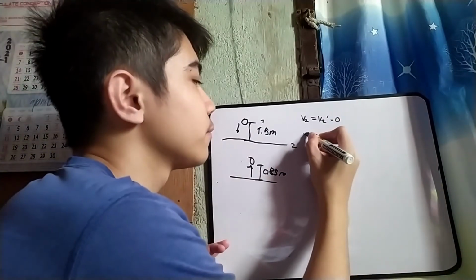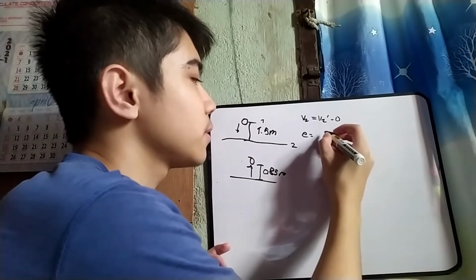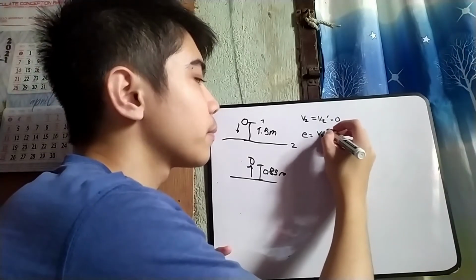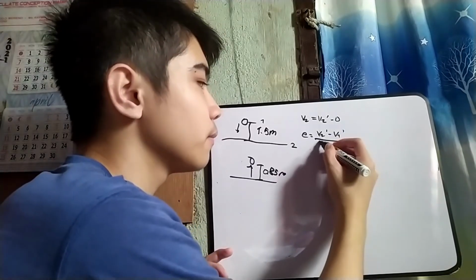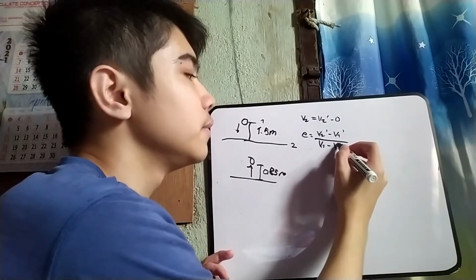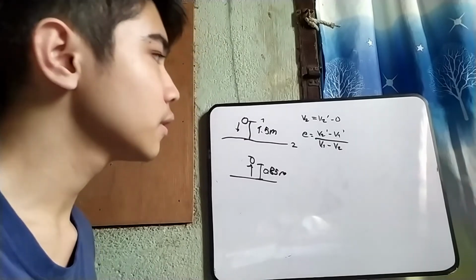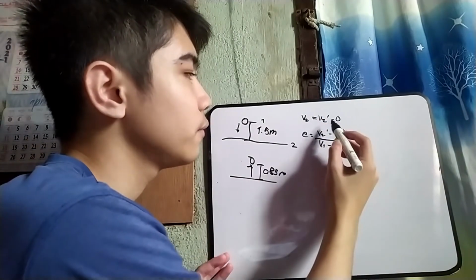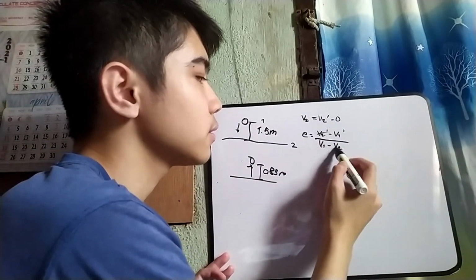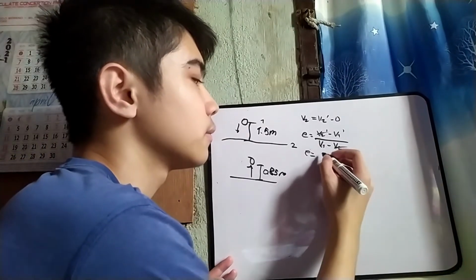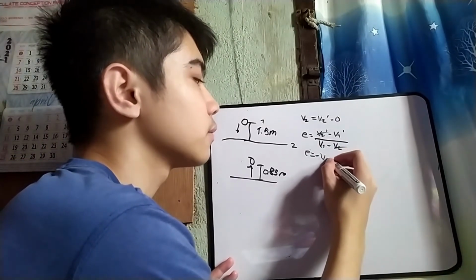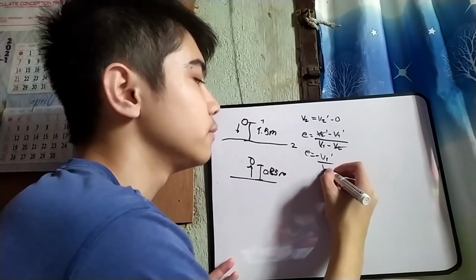So, we have formula for coefficient of restitution: V2 prime minus V1 prime over V1 minus V2. So, yung V2 nga natin at yung V2 prime, 0 na. So, makakancel na yan. Then, ang matitira, negative V1 prime over V1.